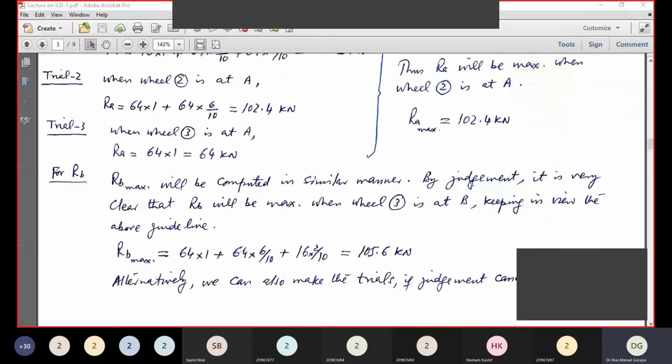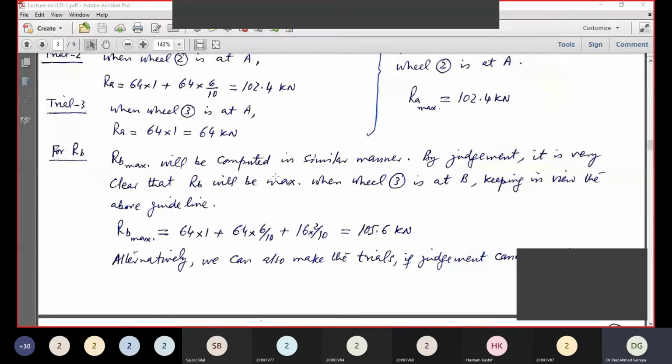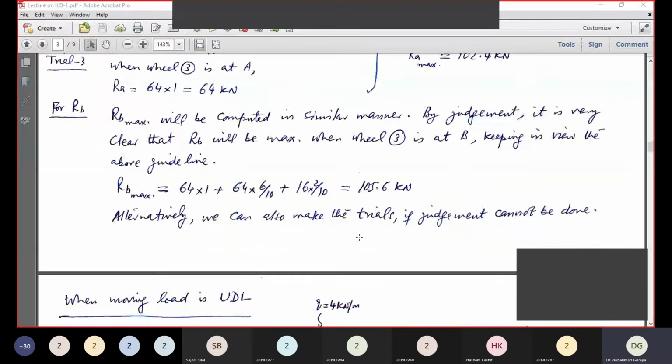So I have done here, RB will be computed in the similar manner by judgment. It is very clear that RB will be maximum when wheel 3 is at B, keeping in view the above guideline. वही जो bigger loads हैं that should be multiplied with, जो heavier loads हैं that should be multiplied with bigger ordinates. So RB 64 into 1, 64 into 6 by 10 plus 16 into 2 by 10, that will be 105.6 kilonewton. Alternatively, we can make the trials if judgment cannot be done.